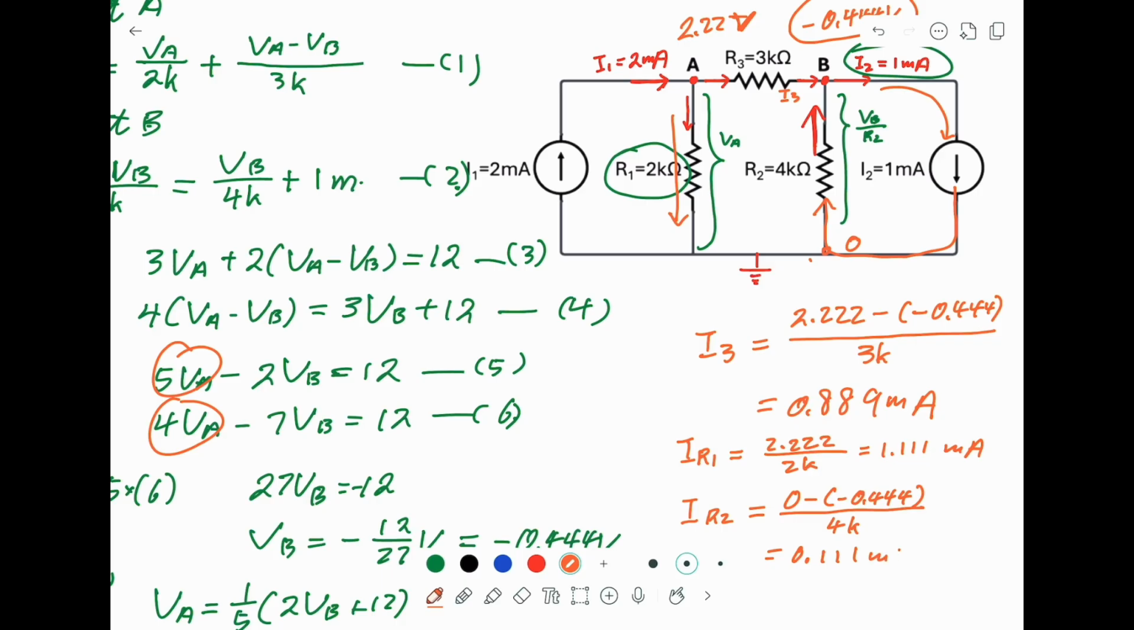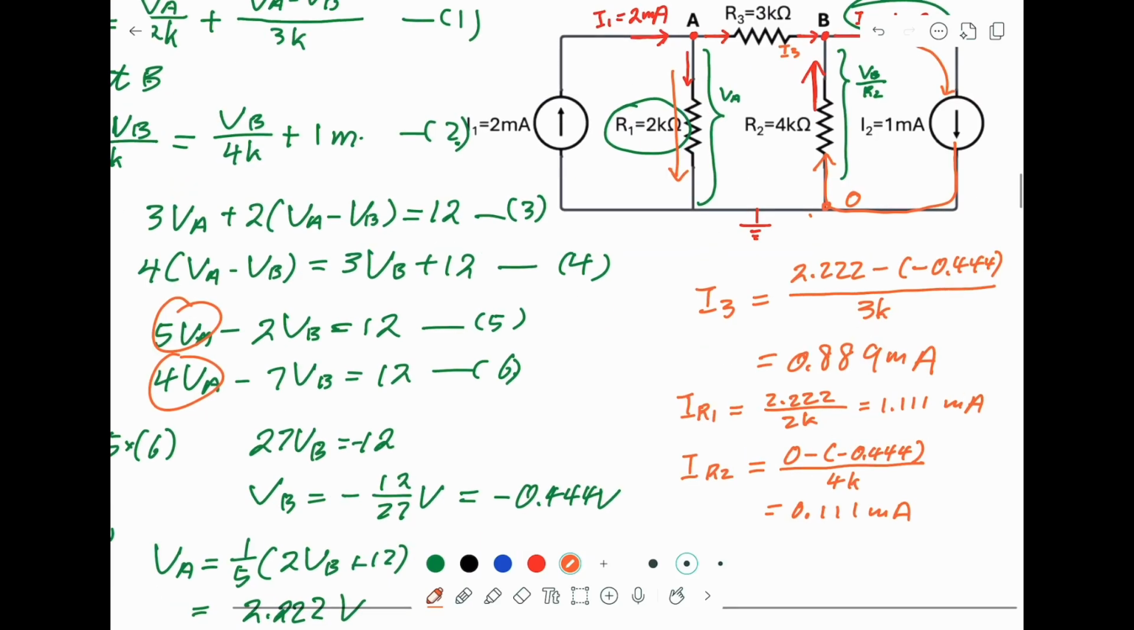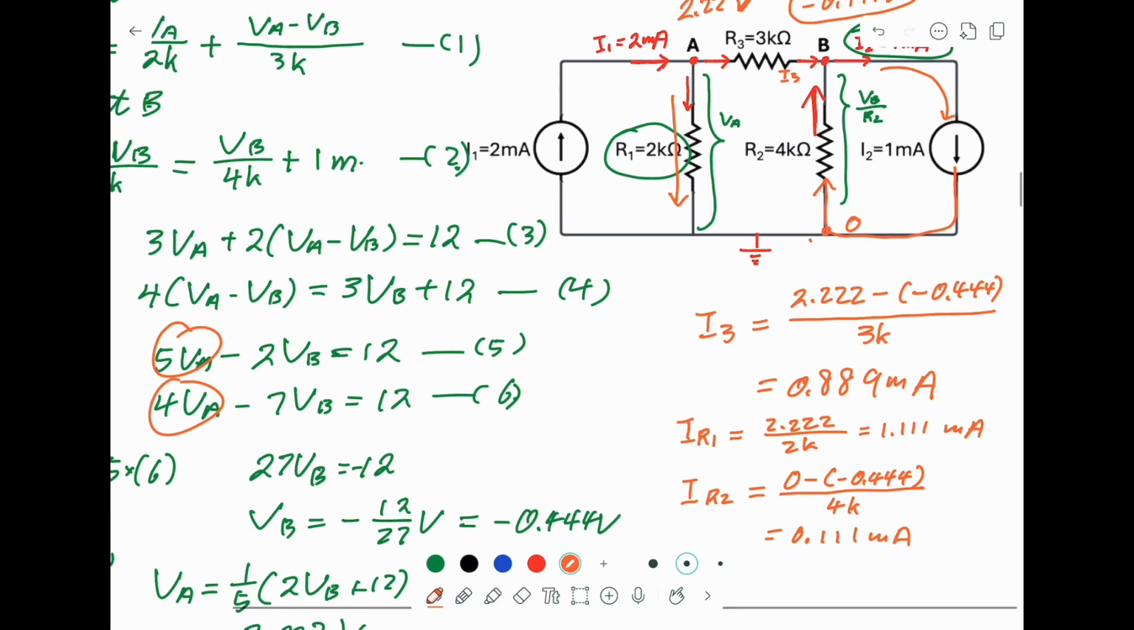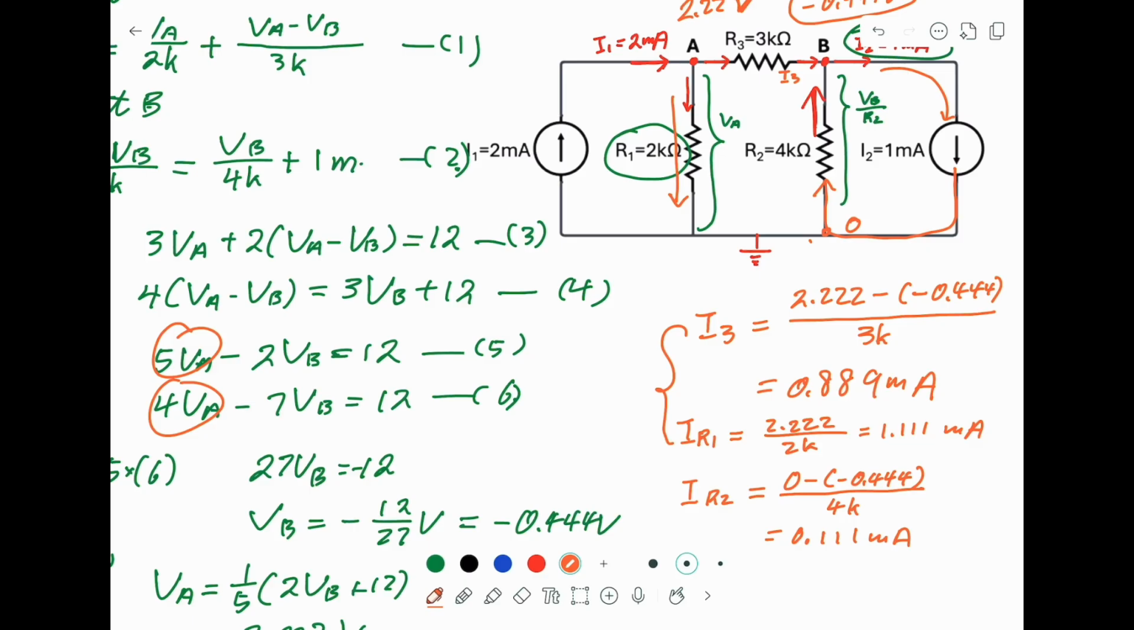It should equal 0.111 milliamp. And you can see when you add these two, this equals 2 mA, so this is correct. Also when we add I3 and the current passing through R2, you get 1 mA. So when you add this together, you get 1 milliamp. They're all consistent.